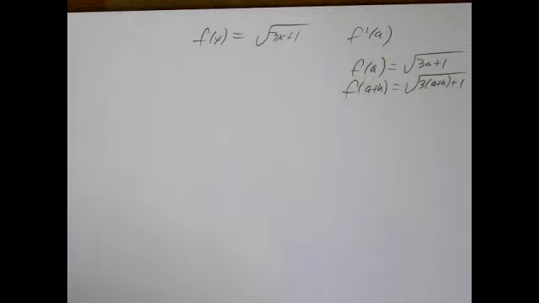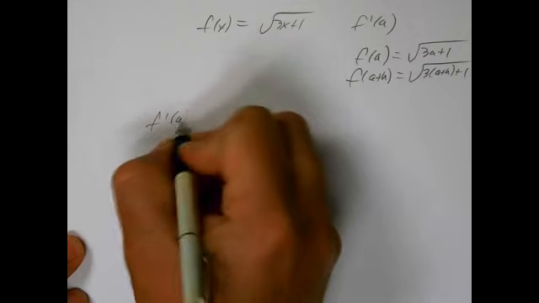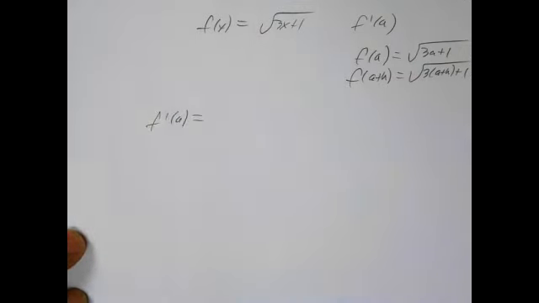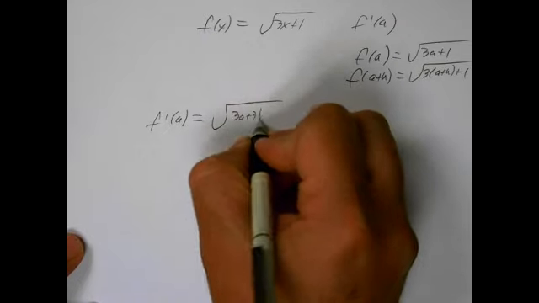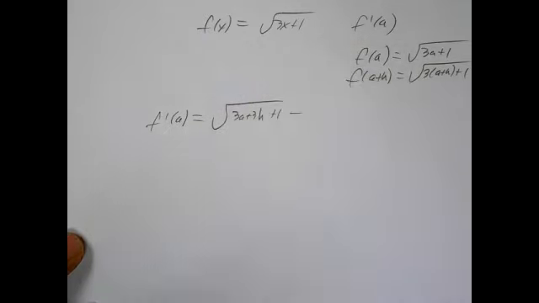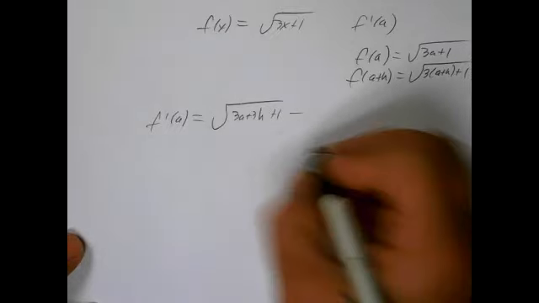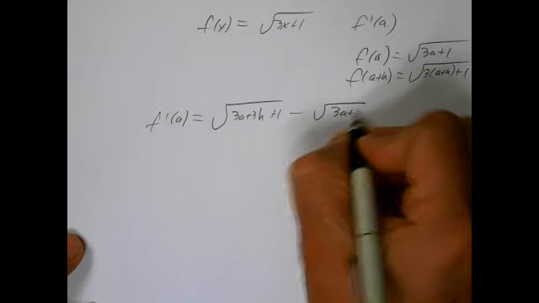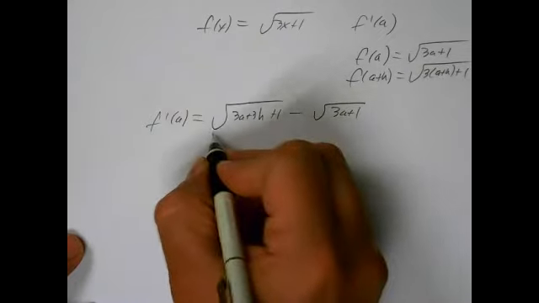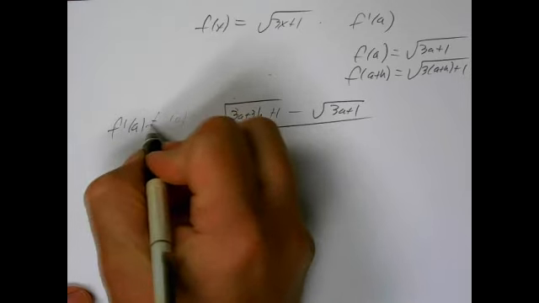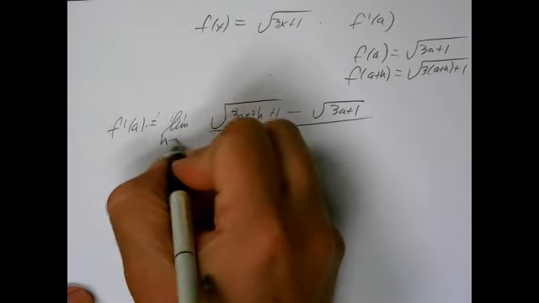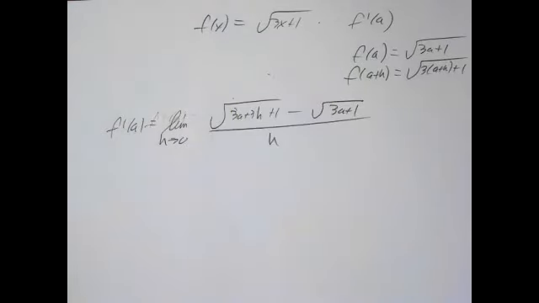Okay, so putting this into the formula, f prime of a would be f of a plus h, which is the square root of, and I'm going to go ahead and distribute, if you don't mind, 3a plus 3h plus 1, minus f of a, which is the square root of 3a plus 1, all over h. F prime of a is the limit as h approaches 0 of this expression. I didn't leave myself enough room to write it.